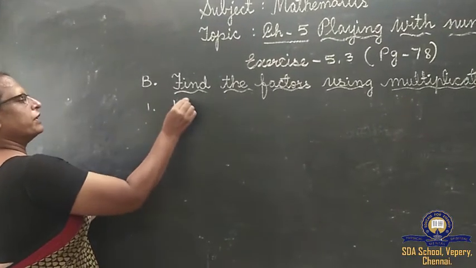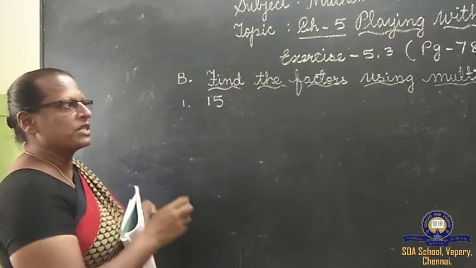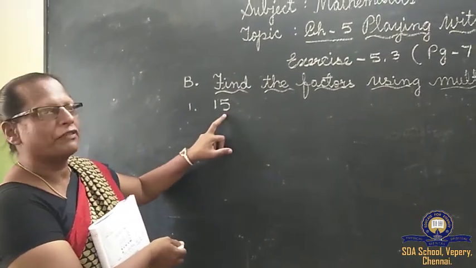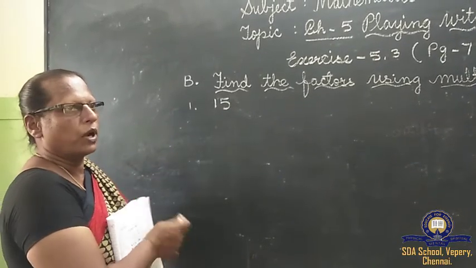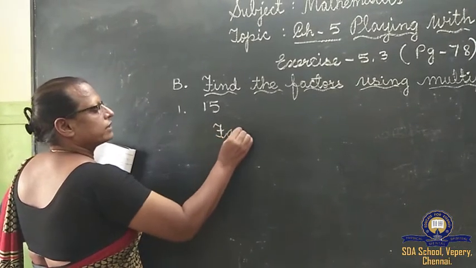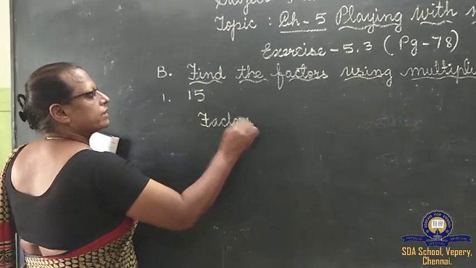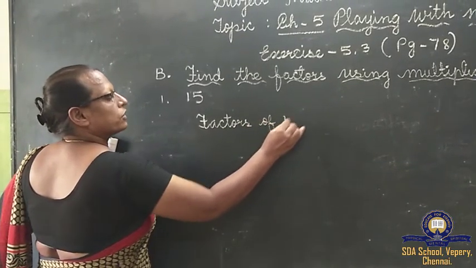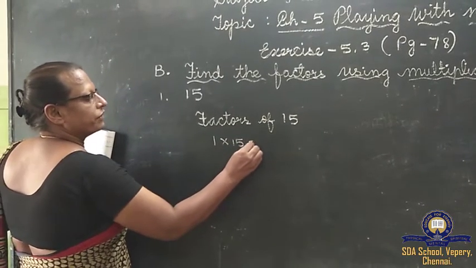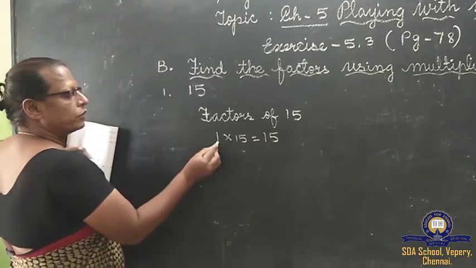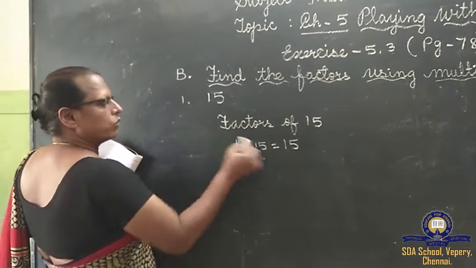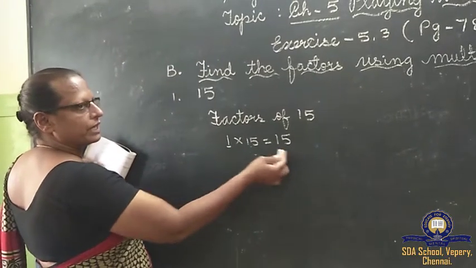See, the first one is 15. Find the factors, what does that mean, children? Factors means the tables in which 15 goes; you have to find that out first. So first you have to write the factors of 15. In one table it goes: 1 15s are 15, 15 ones are 15. So in the 1 table it goes, and in the 15 table also it goes. Understood children?